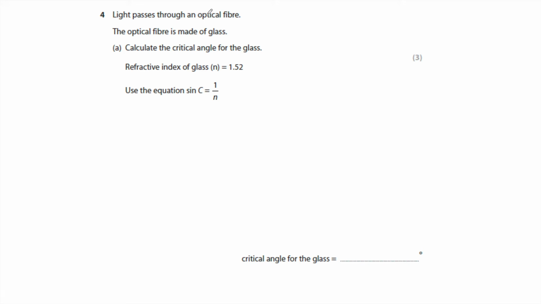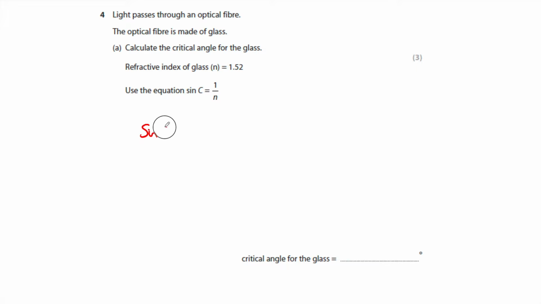Light passes through an optical fibre. The optical fibre is made of glass. Calculate the critical angle for glass. So again, they've given us a refractive index, and they've also given us the equation rather than having to look at the back. So you don't have to rearrange the equation because it's already in the form sine of c.